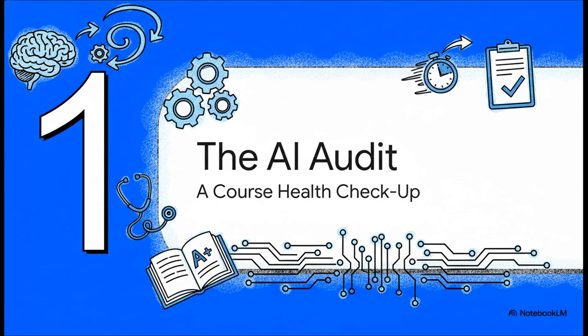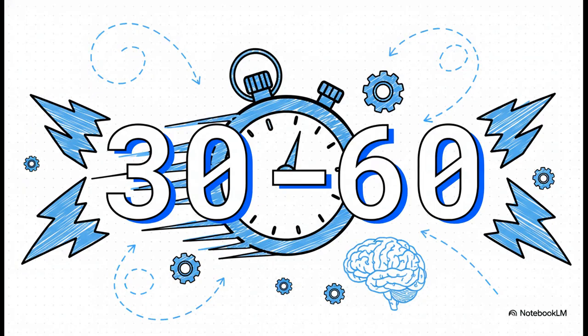Okay, so here's the solution. We're calling it an AI-assisted course audit. And I want you to think of this less like some kind of major, scary surgery on your course, and more like a quick, efficient health checkup for your syllabus, your assignments, and your learning outcomes. And here's the part that makes this a real game changer, the time commitment. The whole process is built to take somewhere between 30 and 60 minutes. That's it. It's designed for busy instructors who need powerful results without a huge time investment.